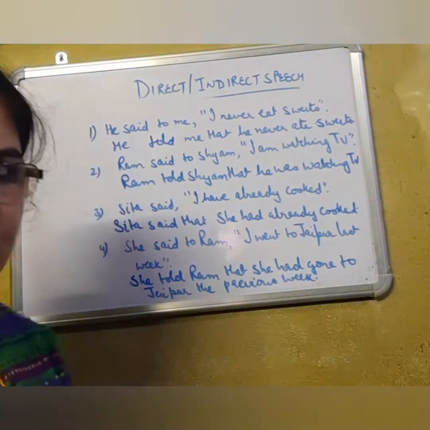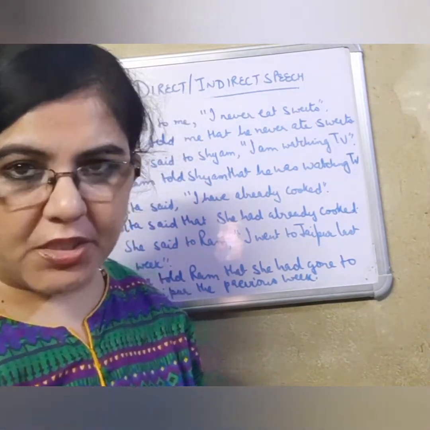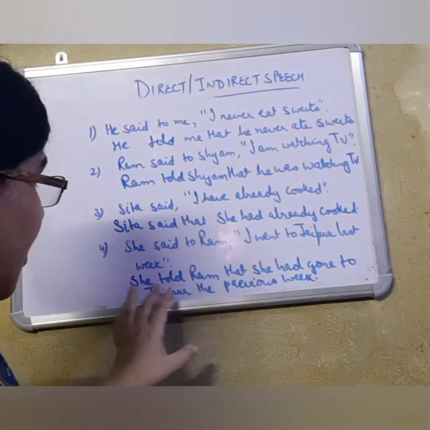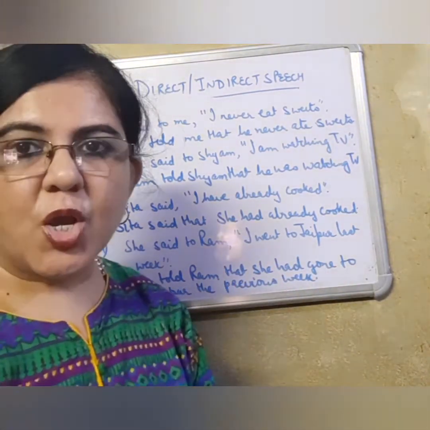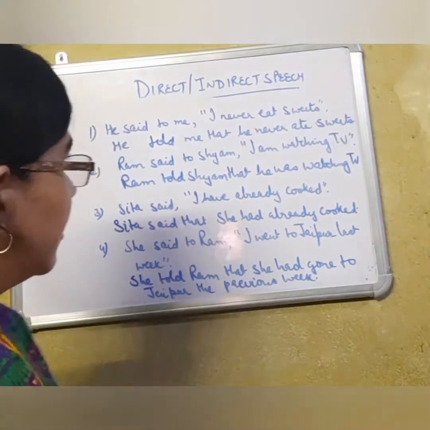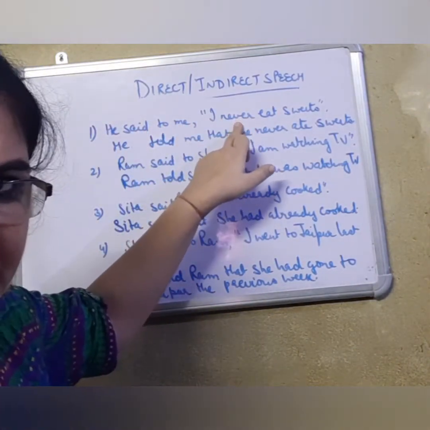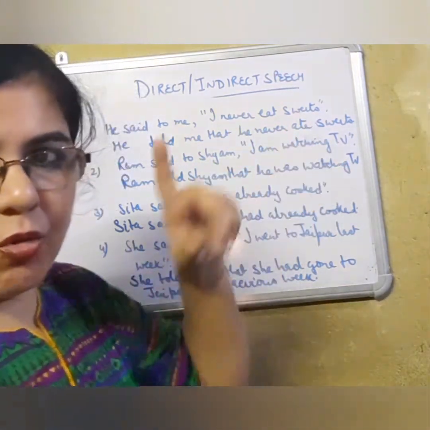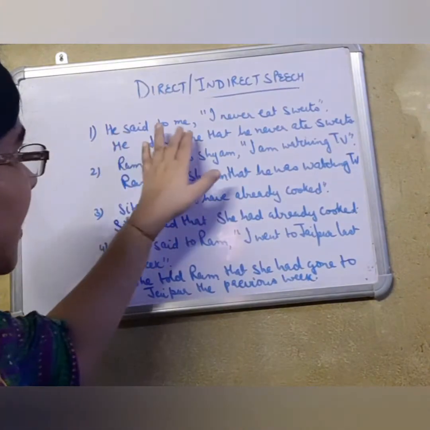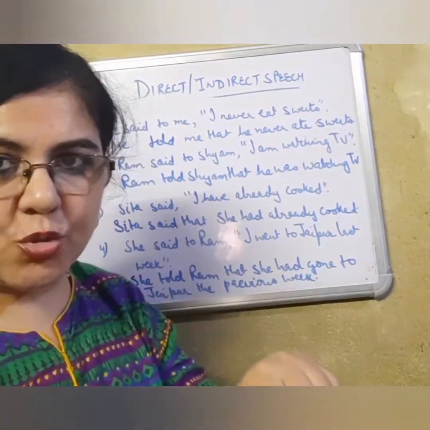I went to Jaipur will be converted into had gone, past perfect. She told Ram that she had gone to Jaipur the previous week. So these things should be clear. This was an example of simple present tense which was converted into simple past tense. We have to also look if you have got an object to whom that person is speaking, it should be converted into told.